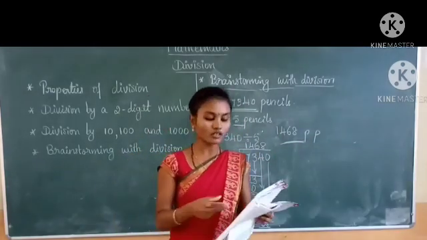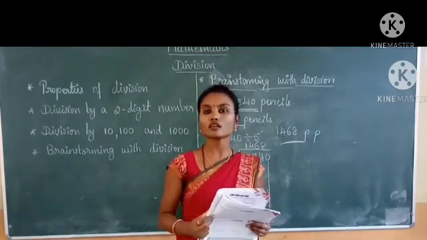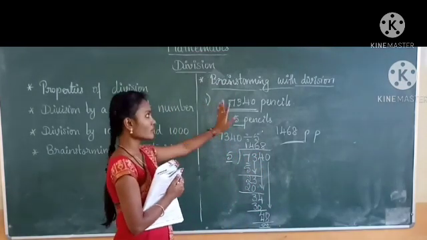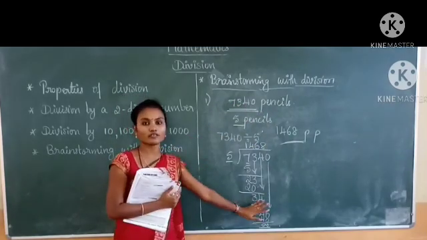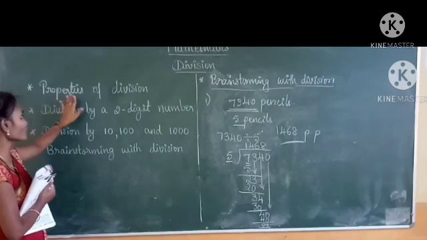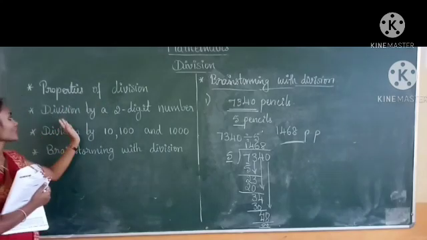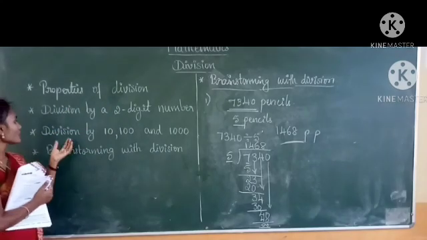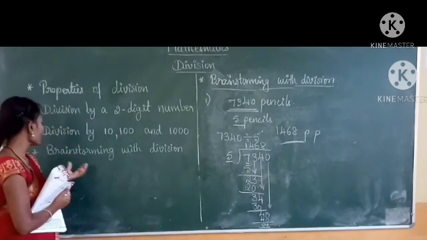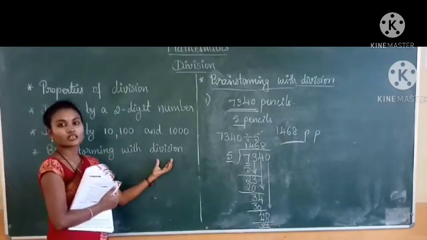So, you can solve the remaining problems in your rough book or in your homework. So, this is the method of brainstorming with division. So, dear children, in this chapter, we have learnt the properties of division, division by a 2-digit number, division by 10, 100 and 1000, and brainstorming with division.